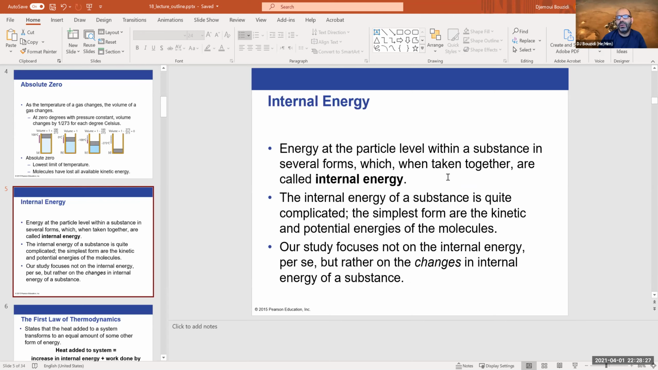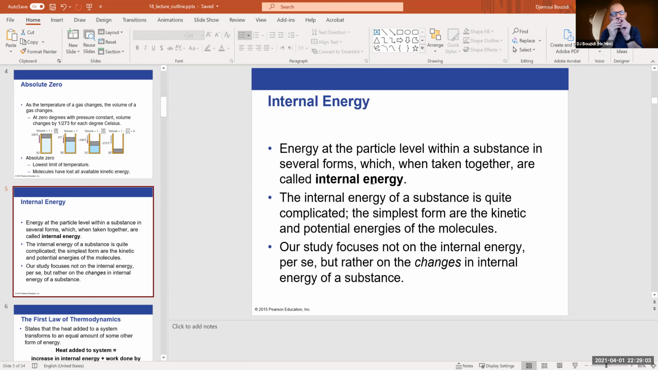So energy at the particle level within a substance comes in several forms, which can be taken together as internal energy. Every given particle in an ideal gas is free from the rest of the other particles. So it's not interacting with the other particles. Technically, there is no potential energy at this point because it's not interacting with everybody else. But it's moving. It can move left and right, up and down, in and out. So it has kinetic energy in the x direction, in the y direction, and in the z direction.